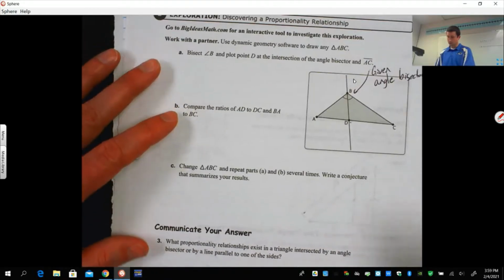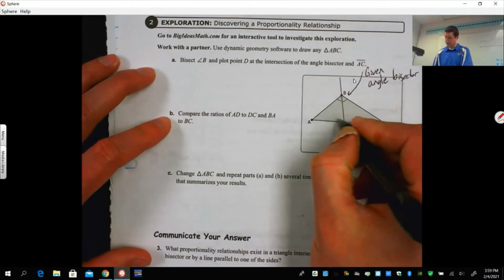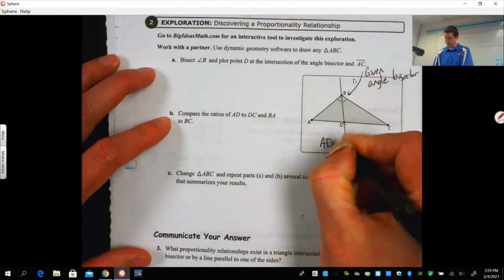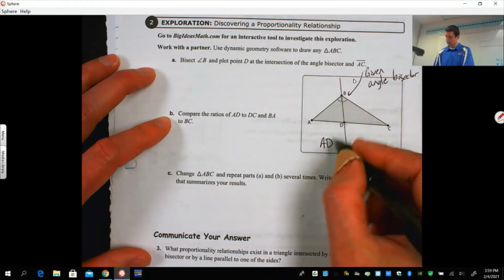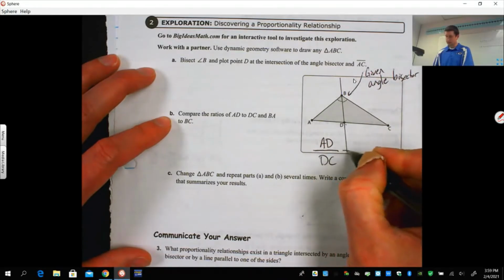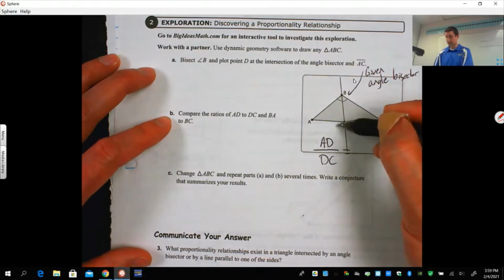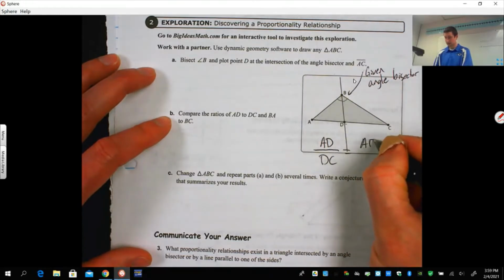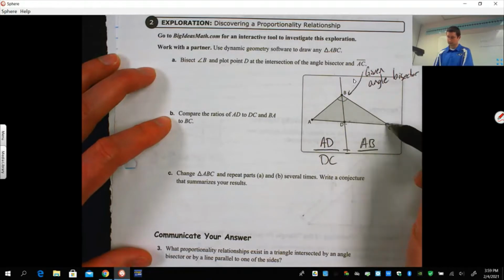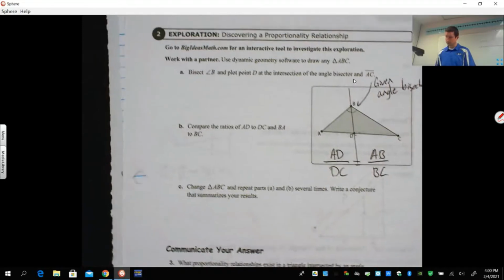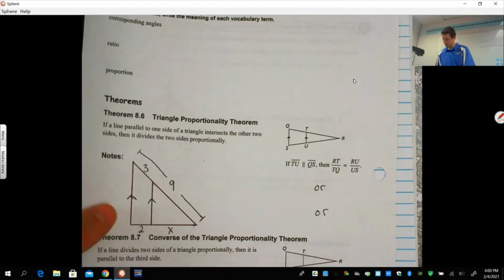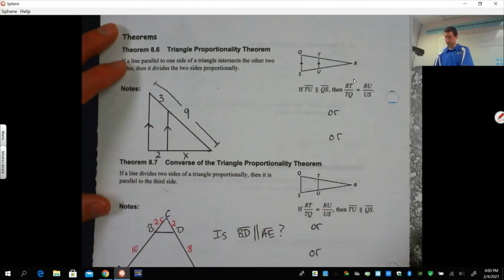Okay, so if you take AD and compare it to its other side, here's the angle bisector going in, AD over DC is going to equal the corresponding side to AD, which is AB, over the corresponding side to DC, which is BC. So AD over DC equals AB over BC. Now understand there's different ways to write those, and we'll write all of those down as we get to these definitions. Okay, so on to page 238, triangle proportionality theorem.